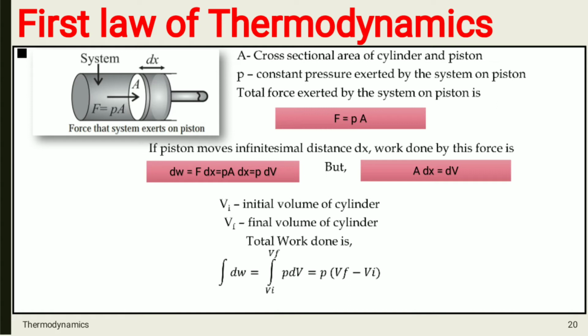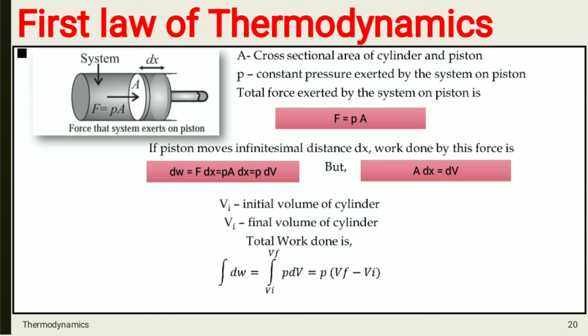Now here we are going to consider P as a pressure which is constant throughout the experiment. The force which is exerted by the system on the piston is F is equal to P into A. You know that pressure is equal to force upon area. Then by rearranging this equation, you can write force is equal to pressure into area.